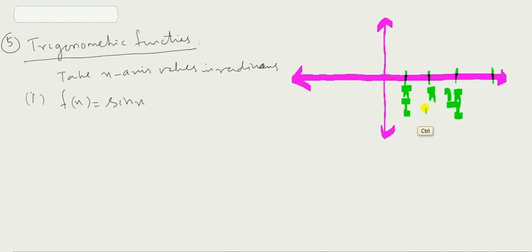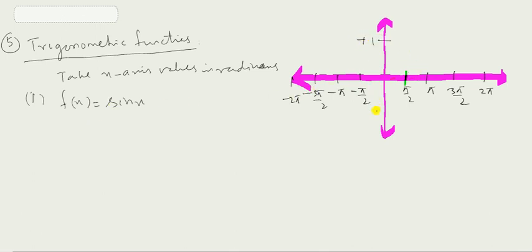This is not clearly visible, so I will take another ink for this. So suppose this is pi by 2, this point is pi, this point is 3 pi by 2, and at last this point will be 2 pi. Similarly the negative values I will take on this side: minus pi by 2, minus pi, minus 3 pi by 2, and at last minus 2 pi. Then if I plot the table of values, this is your plus 1 and this is your minus 1, right?